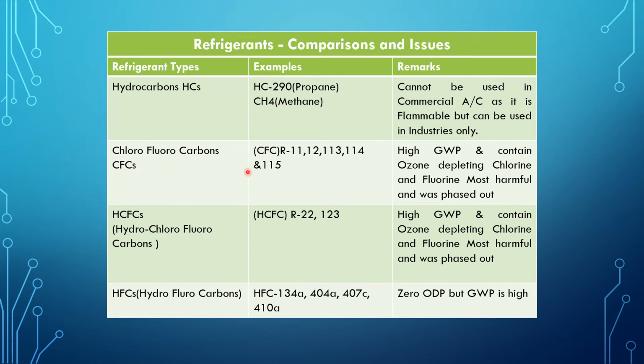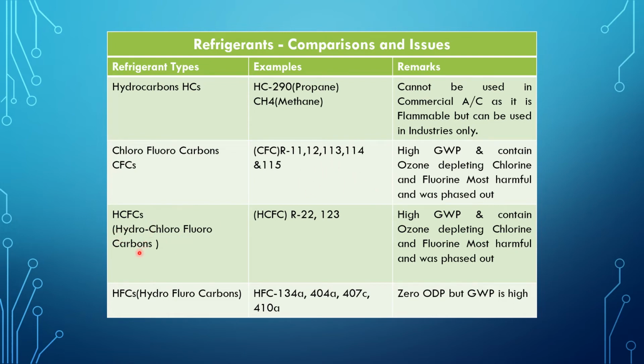Chlorofluorocarbon, CFC. Examples are R11, R12, R113, R114 and R115. It has high GWP and contains ozone-depleting chlorine and fluorine. More samples were phased out, so already it is banned in the US and European countries. Some of them are still used in India.